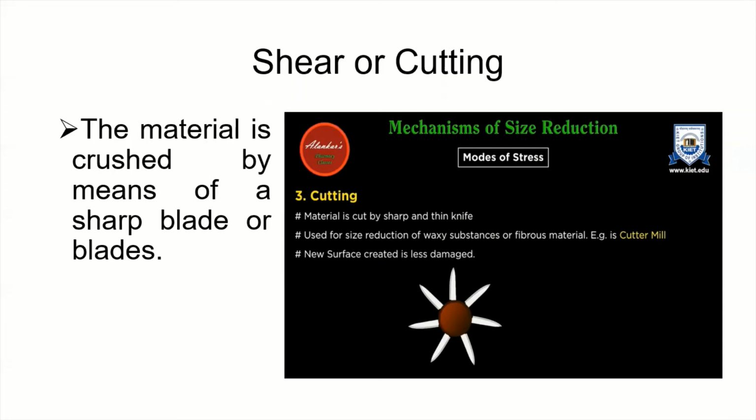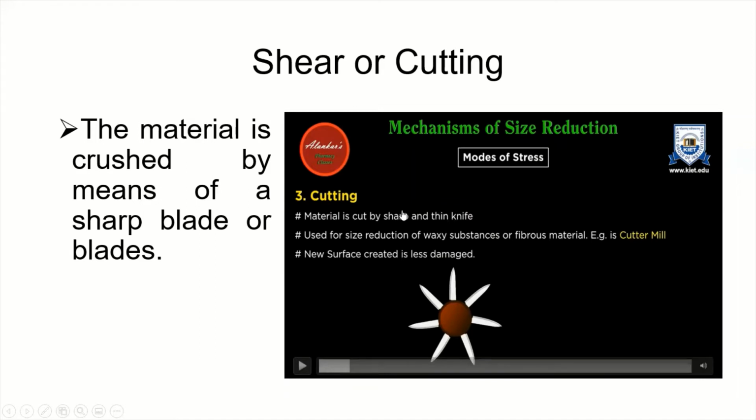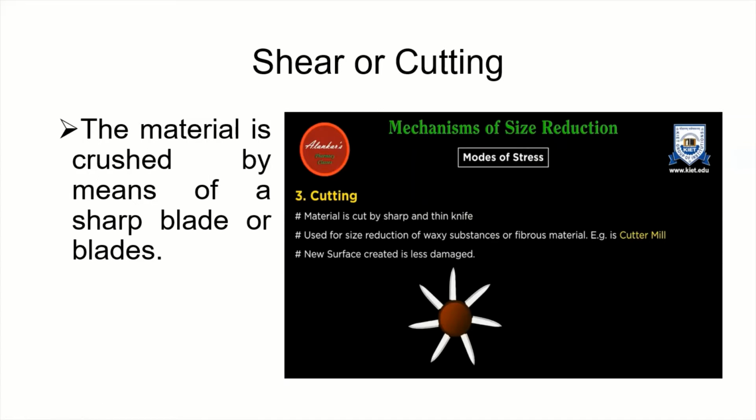So in this type of mechanism, cutting, when the material is cut, the new surface created has less damage compared to the other types, like the first type of mechanism, the impact, because when the impact type of mechanism is used, the material is more likely damaged.